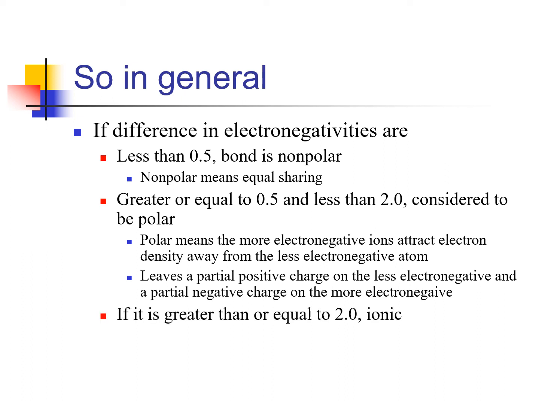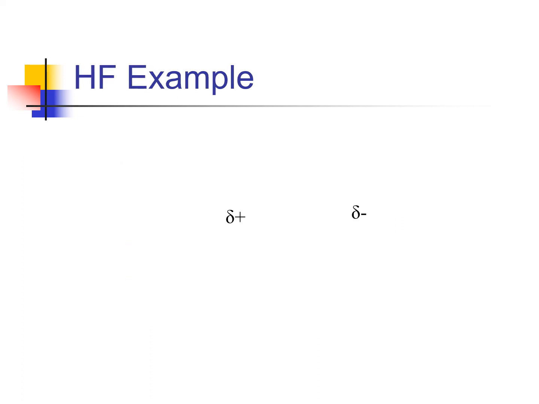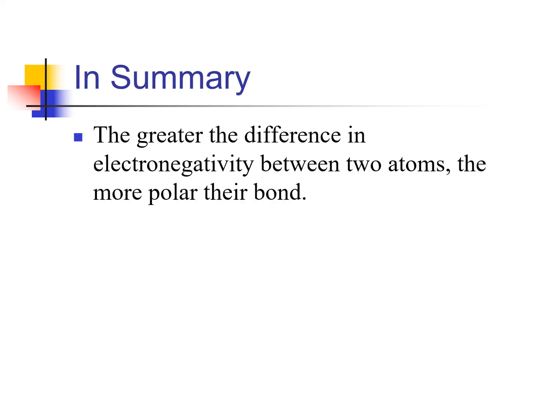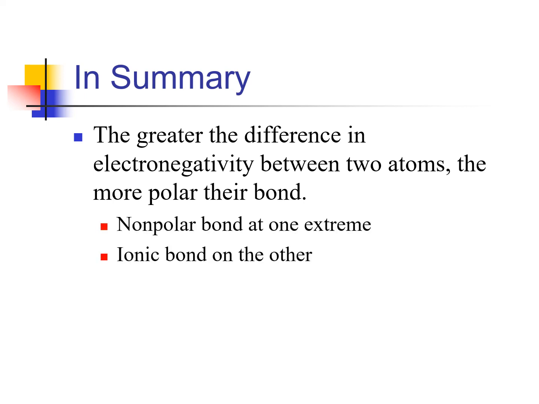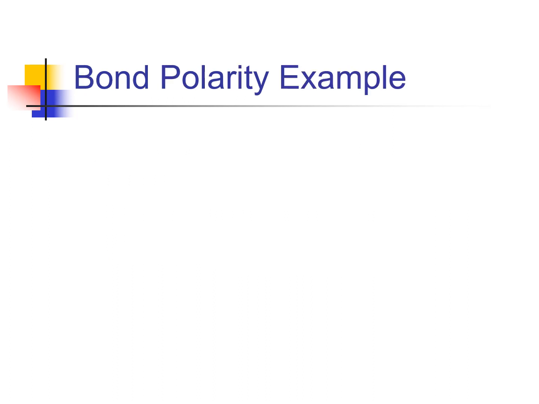And if it's greater than or equal to 2, then we treat it as ionic, but again, that's metals and nonmetals. For HF, this is one way we can show it. We have the lowercase delta sign there. We can put delta positive on the hydrogen, delta negative on the fluorine. Fluorine is leaps and bounds more electronegative than everything else, so that's going to be the negative end. In summary, the greater the difference between the electronegativities of the two atoms, the more polar their bond will be. Nonpolar at one extreme, ionic at the other, most fall in between.